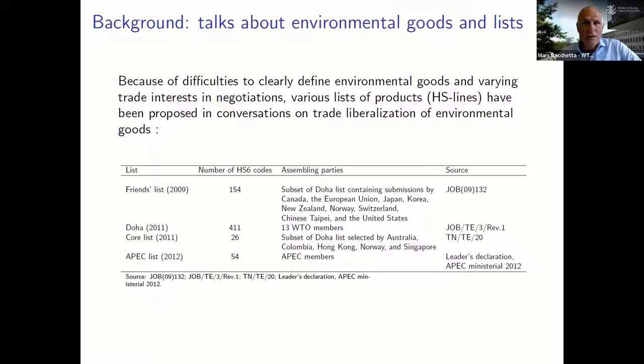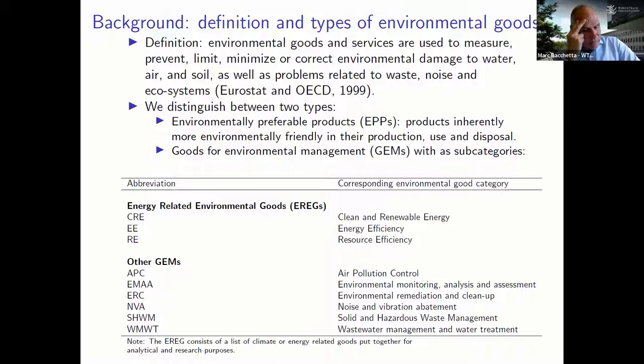So in terms of background definition, we usually refer to, in our minds at least, the definition by the OECD, which is that environmental goods and services are used to measure, prevent, limit, minimize, or correct environmental damage to water, air, and soil, as well as problems related to waste, noise, and ecosystems. So it's a broad definition.